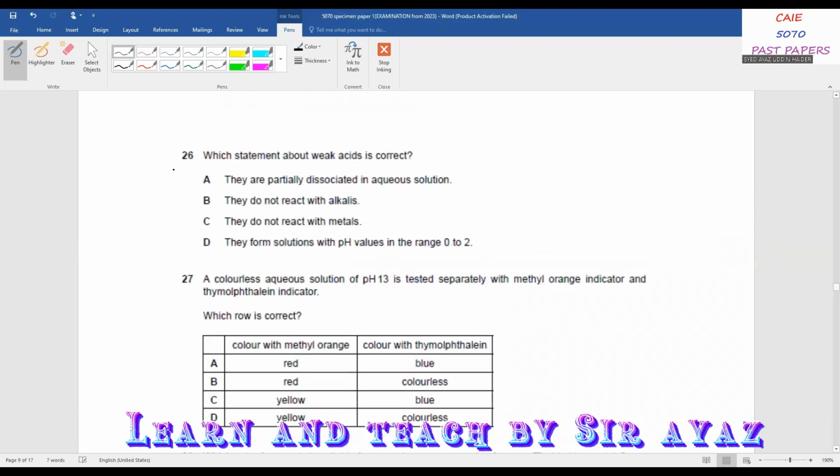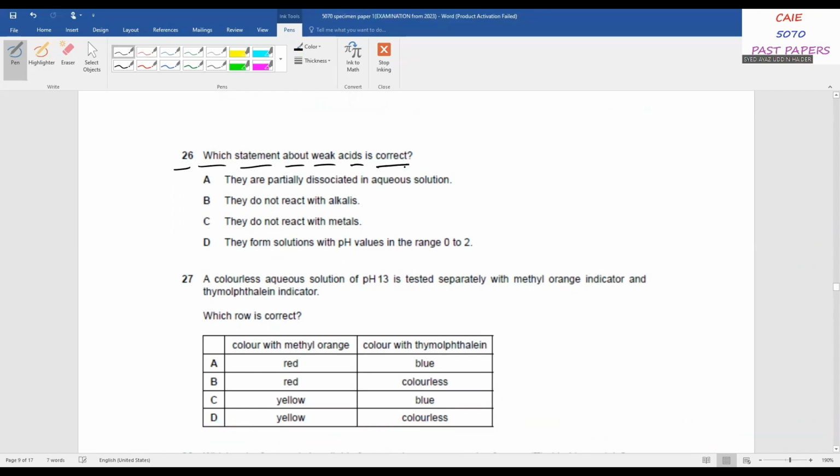Number 26. Which statement about weak acids is correct? You know, weak acids are acids which partially dissociate in an aqueous solution. Statement number A, they are partially dissociated in aqueous solution. So this is the correct statement. It must be the right answer. But I'm going to check the other statements also for your convenience.